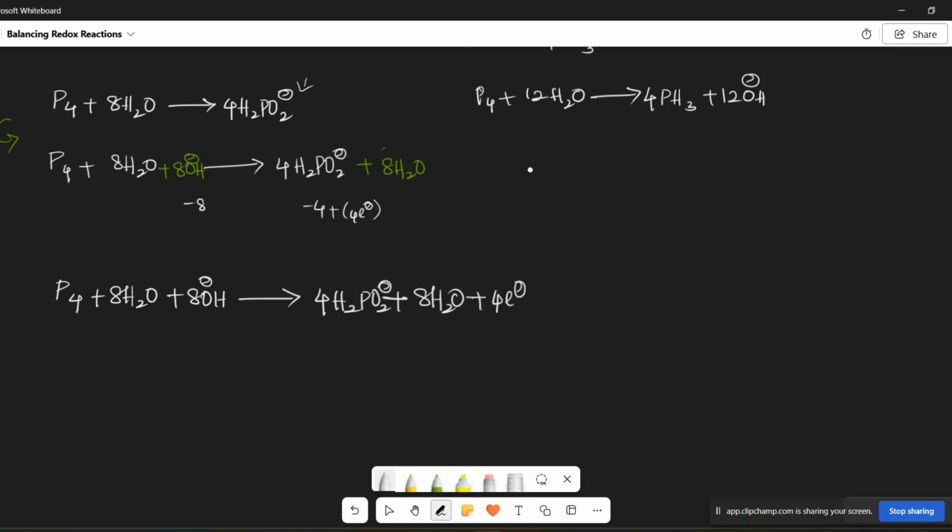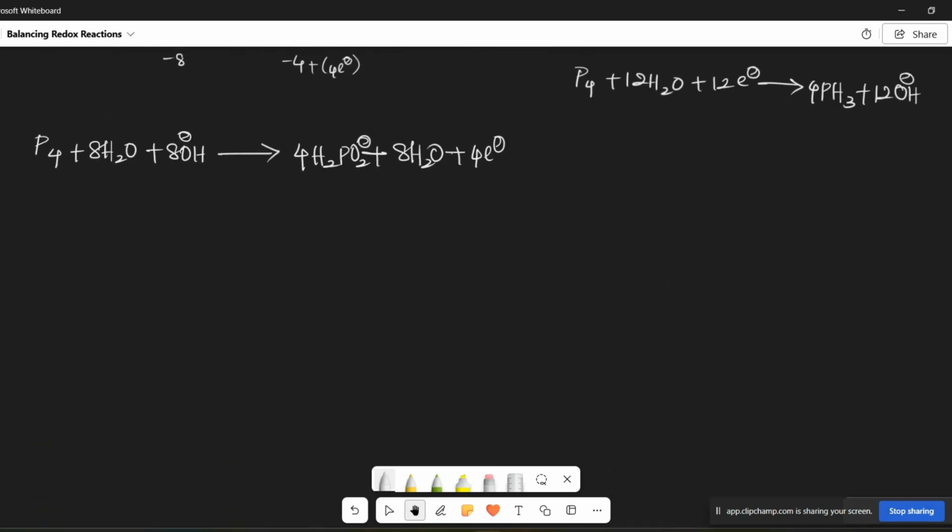Fine, I hope it's clear for you. And here, what is the charge? -12. If you add +12 electrons over here, then both sides' charges will be equal. So add 12 electrons over here. Plus 12H2O plus 12 electrons. This is 4PH3 plus 12OH negative. Okay, I hope it's clear till here.